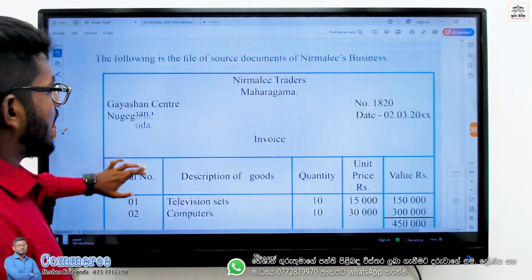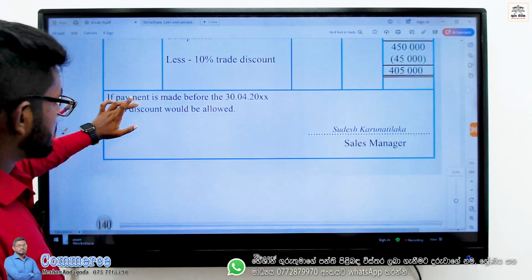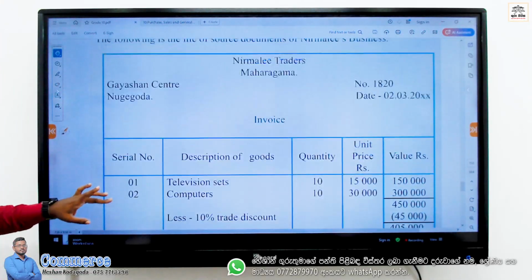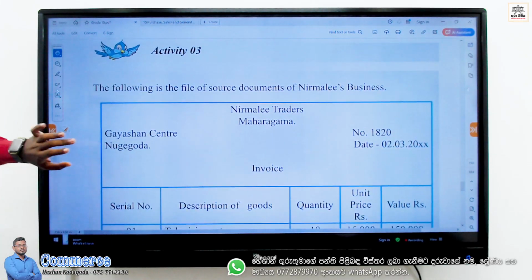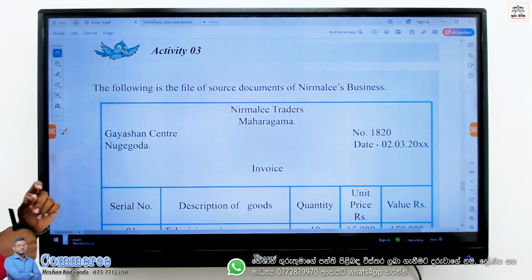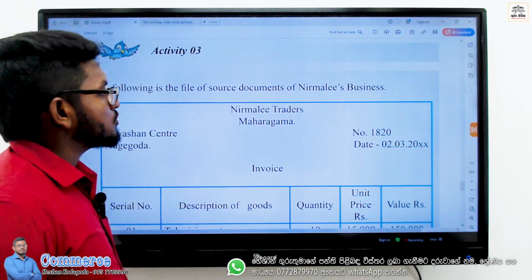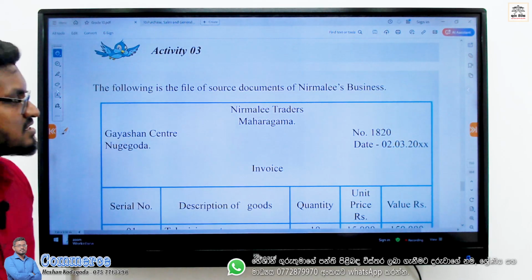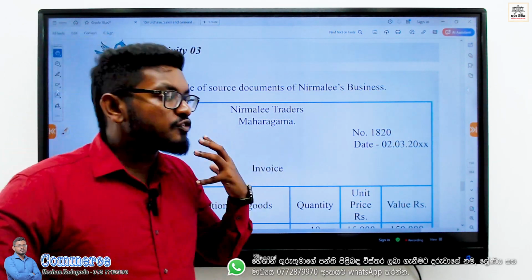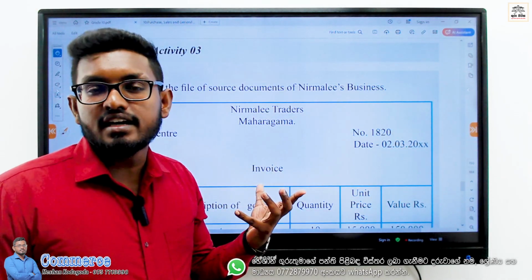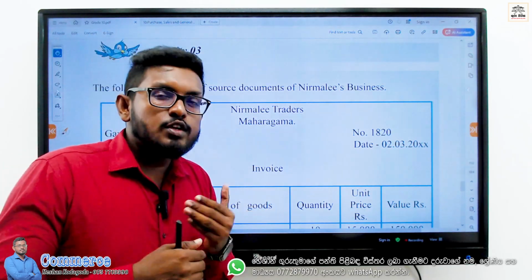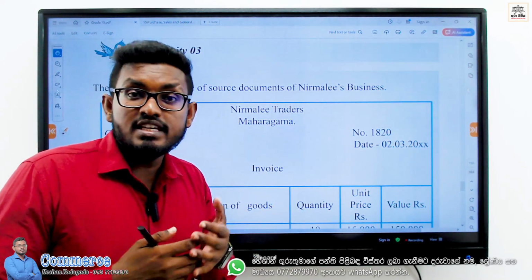Let's see activity 3 page number 140. Okay guys, activity 3 page number 140. You can see the following is the files of the source document is Nirmali's business. These are the source documents of Nirmali's business. You can have a clear idea of why. Now you need to know who prepared these invoices, these source documents.